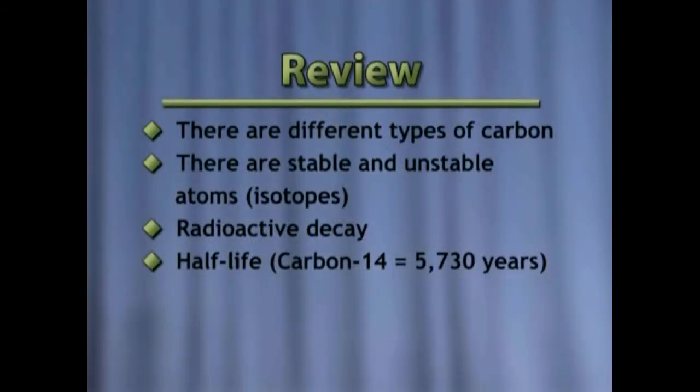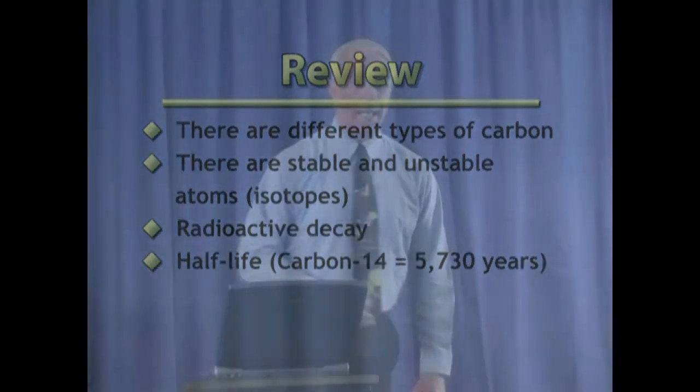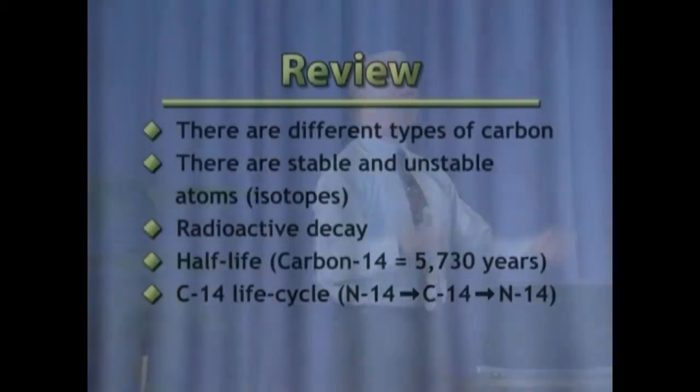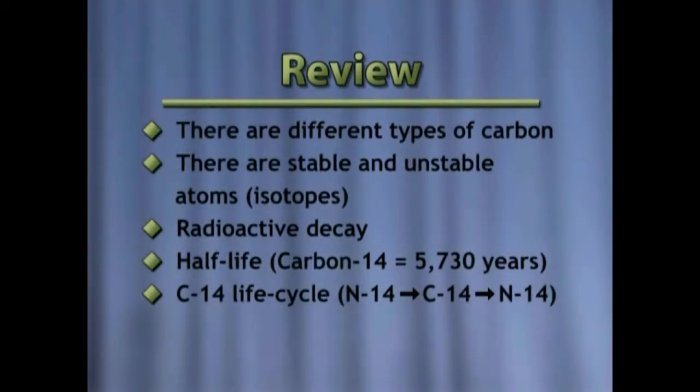Then we talked about the half-life. The half-life of carbon-14 is about 5,730 years. That's the time it takes for half the amount of carbon-14 to decay. But not to worry, because carbon-14 is constantly being added to the atmosphere through cosmic rays. So the full life cycle we saw was we start with nitrogen-14, it gets converted into carbon-14, and then gradually decays back into nitrogen-14 where it started. So that's what we've gone through so far.